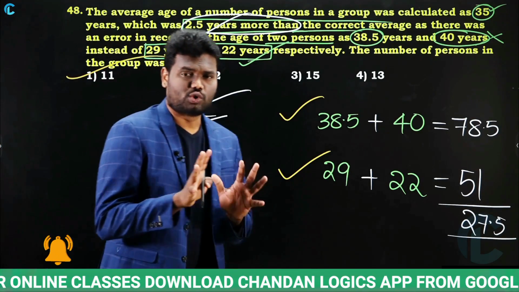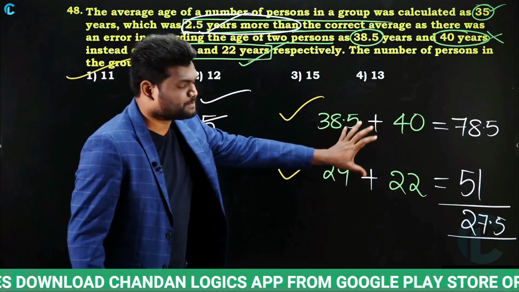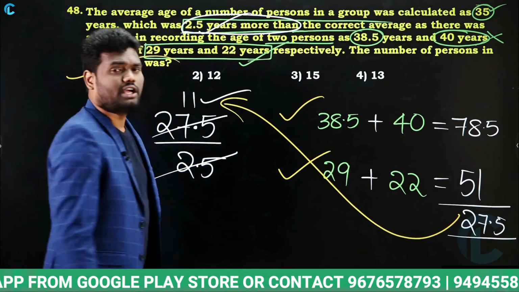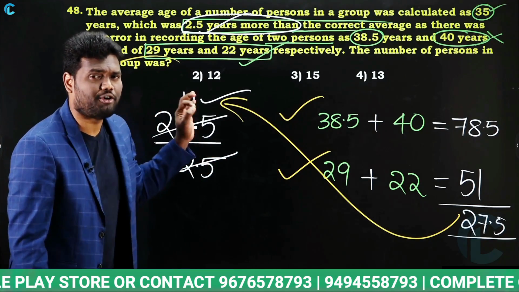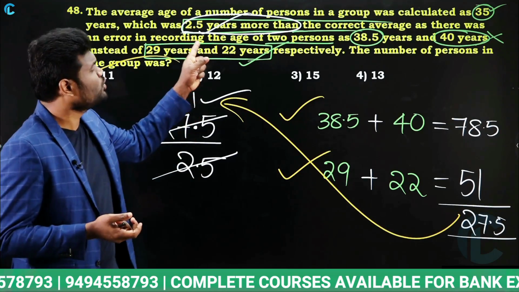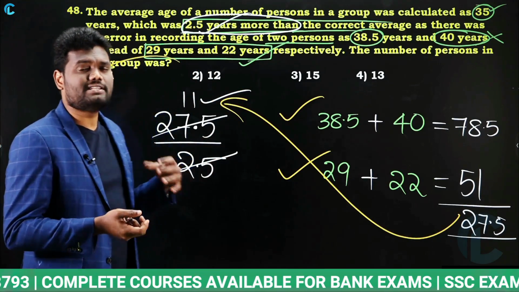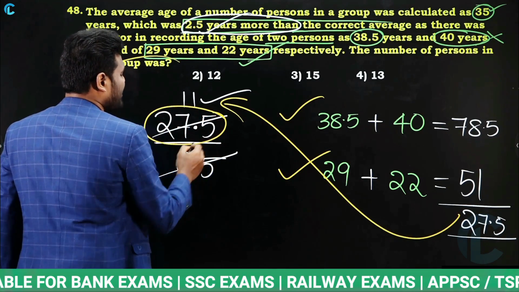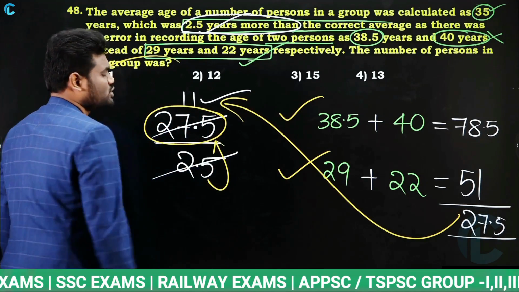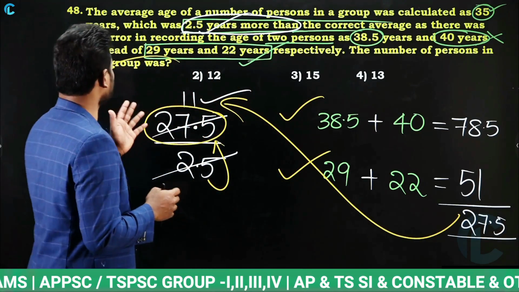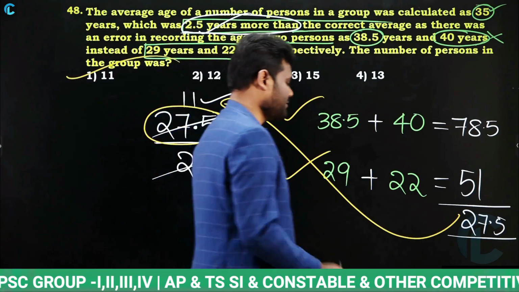Just a simple question. So what you need to do is take the difference, which is 27.5. So we know that due to this 27.5 difference, the average is increased by 2.5. As the average increased by 2.5, the difference 27.5 divided by 2.5, when you calculate this, it is going to be 11, which means the total number of persons in the group is 11 persons.